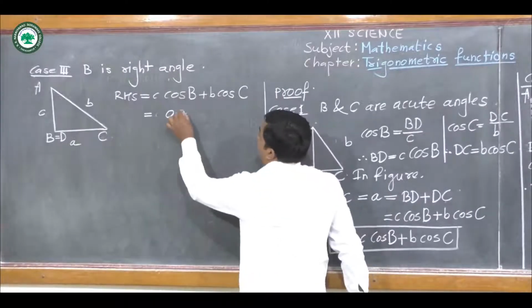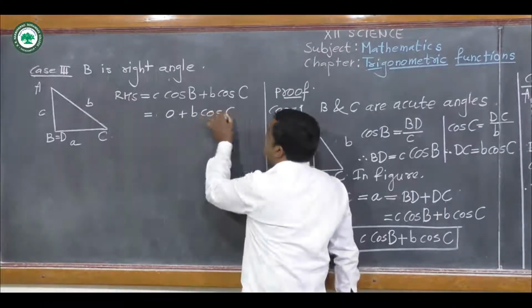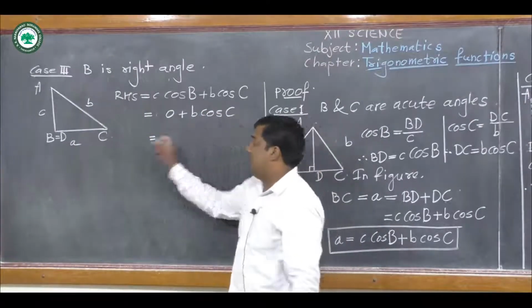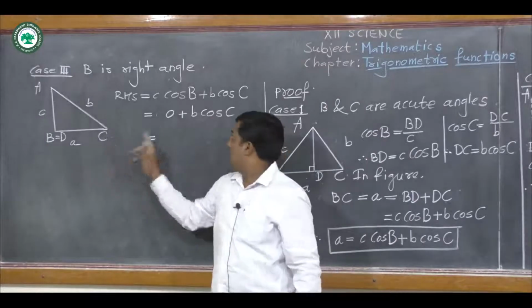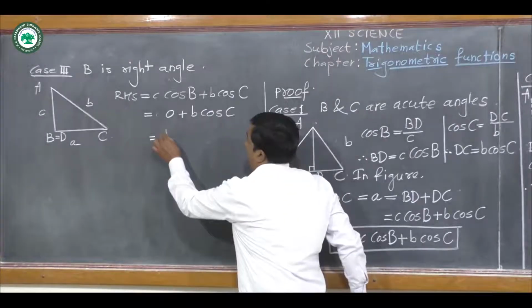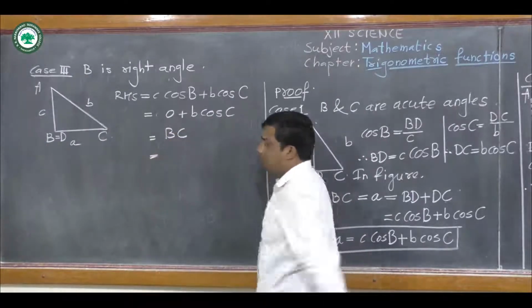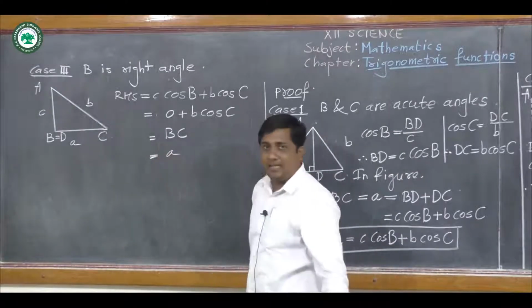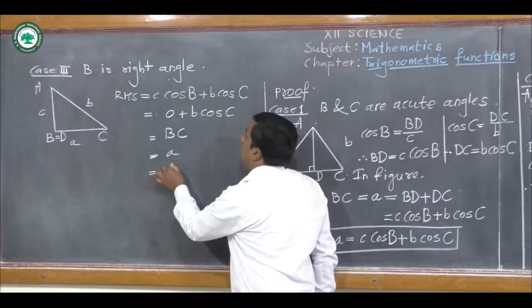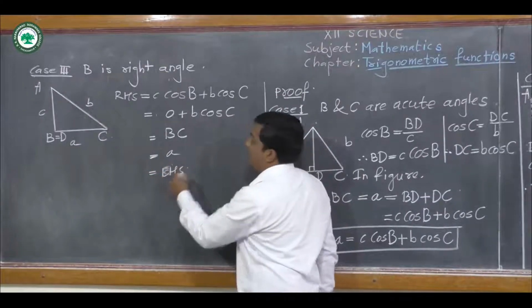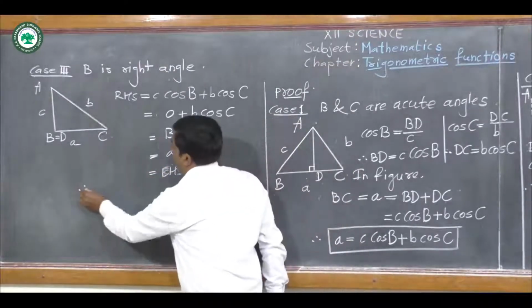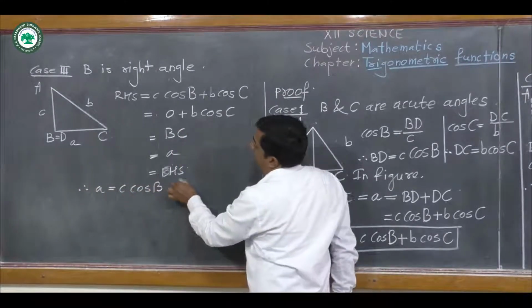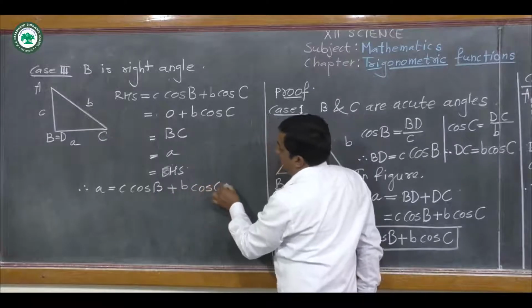Next, b cos C as it is. Now in this triangle, we know b cos C is BC. So BC, and we know the length of BC is a, and this is our LHS. So in this case we prove that a is equal to c cos B plus b cos C.